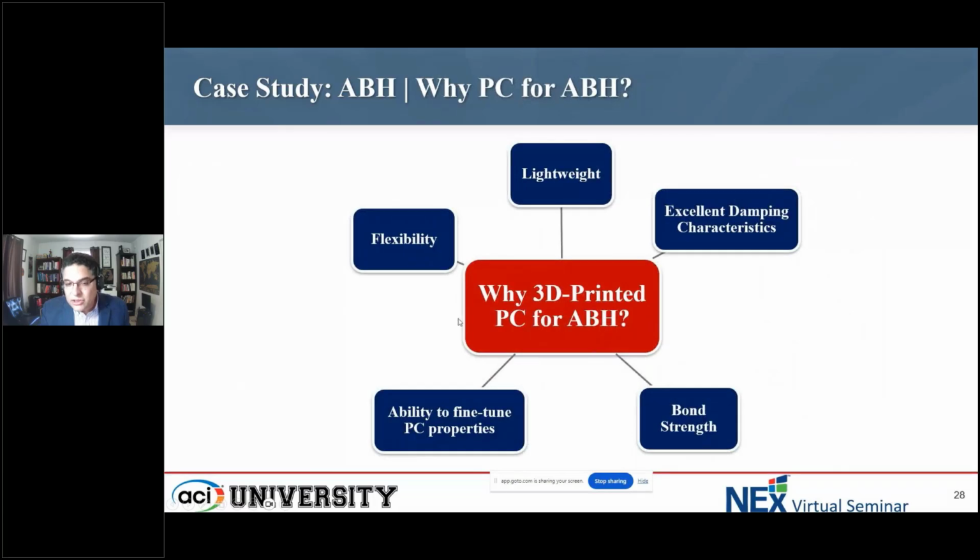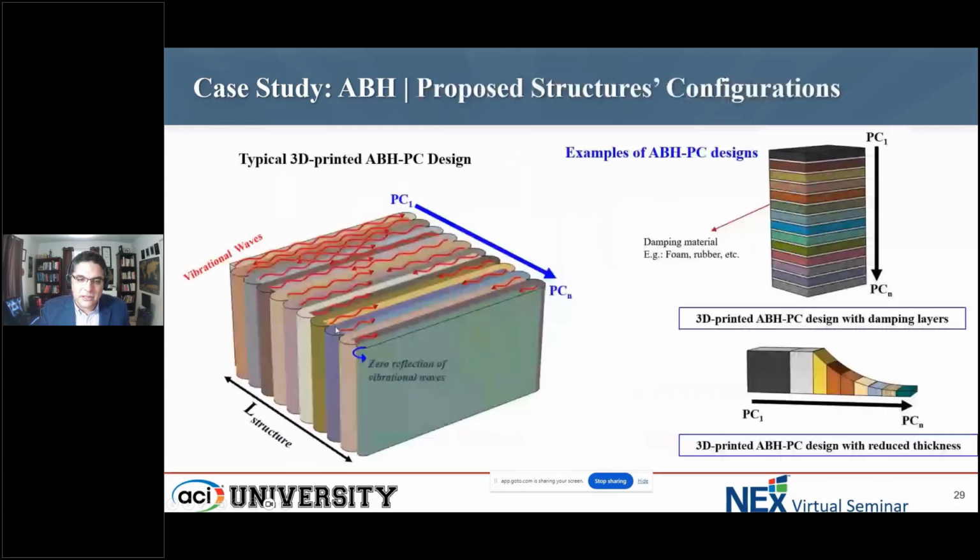A lot of advantages if we can do this because of the lightweight of the material. The polymer concrete by virtue has excellent damping characteristics, very good bond strength, which allows you to use multiple materials without a worry on bond. The ability also to fine tune the material properties and the high flexibility of the material. So it's a very good candidate for this.